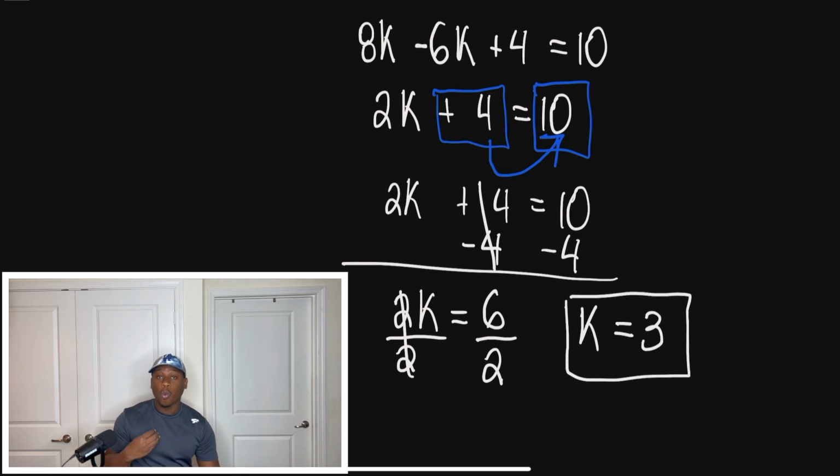Now we figured out what that unknown number is. When we plug that unknown number back into the equation and simplify, we're going to get 10 as an answer for this equation.